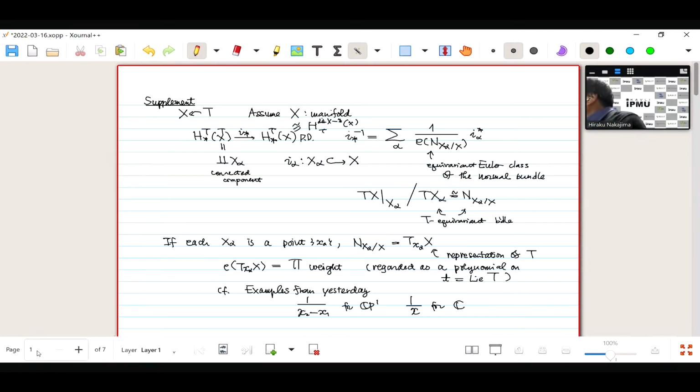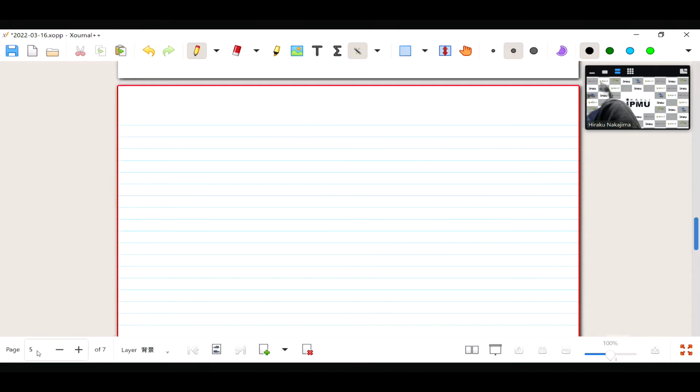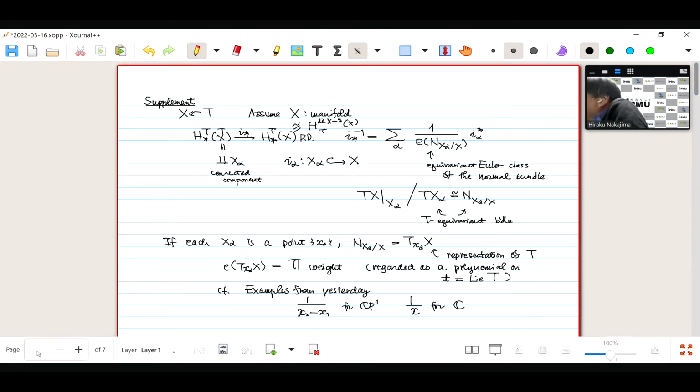And it is a T-equivariant bundle. T-equivariant bundle means not only the space, you have an action on the fibers, and the action on the fibers is linear. So this is the definition of T-equivariant. So the normal bundle becomes T-equivariant. Then you can consider the so-called equivariant Euler class. I will not review the definition of the equivariant Euler class, but just give an example.